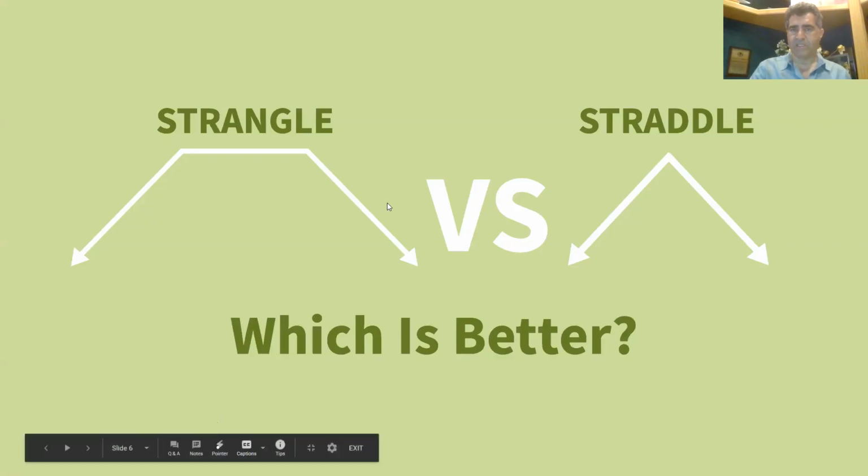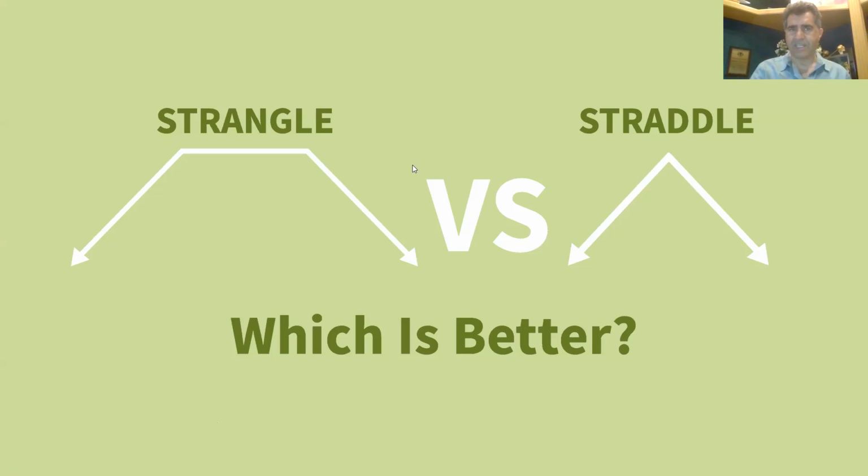So let's talk about, again, the strangle. This is the selling strangle form. You can see here we have a lot more wiggle room. So that's what you have. The movement is bigger here than the straddle.